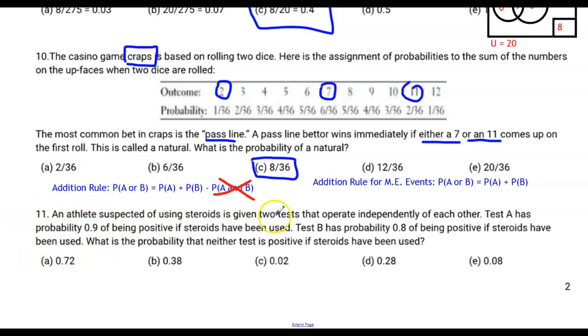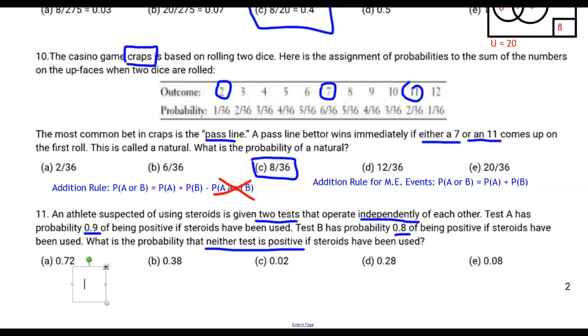An athlete suspected of using steroids is given 2 tests. Oh my gosh, 2 tests in one day that operate independently of each other. It's important to know that they're independent because, well, you'll see why in a moment. Test A has a probability of 0.9. Test B has a probability of 0.8 of being positive, or being accurate, I guess you could say. What's the probability that neither test is positive if steroids have been used?